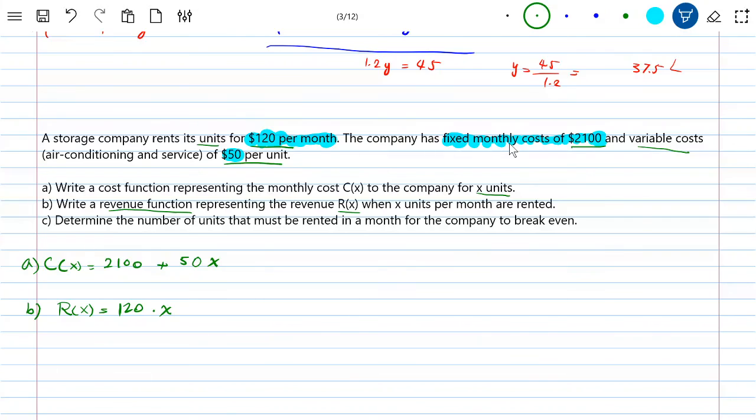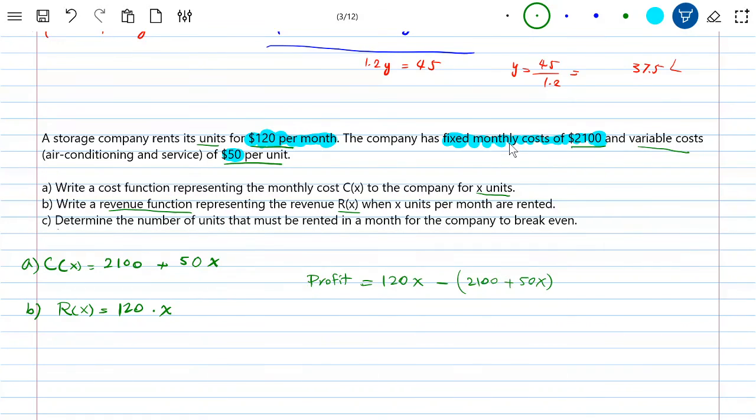If they ask you to find out how much the profit is, the profit would be total income minus the cost. So you'd get 120x minus (2100 plus 50x). This is in case they want the profit. This is how you calculate the profit: the total income minus the costs. But in this case, they just ask for the revenue and the cost.